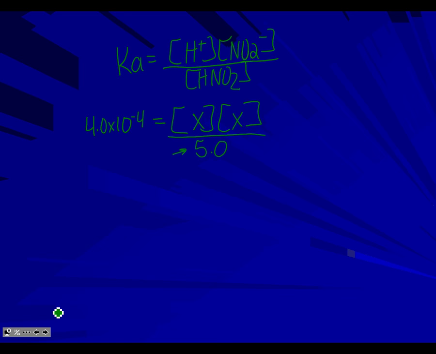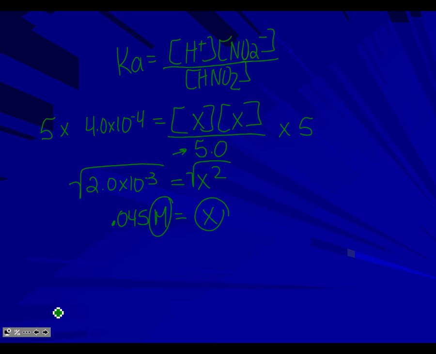So first thing I'm going to do is multiply both sides by our 5, which gives us 2.0 times 10 to the negative third, and I'm going to simplify x times x and make that x squared. So just so we remember, I multiplied both sides by 5 and put my x's together to give me the 2.0 times 10 to the negative third equals x squared. Next, I'm going to take the square roots of both sides, and that gives me 0.045 molar equals x. Remember, when it's an x, it's a molar.